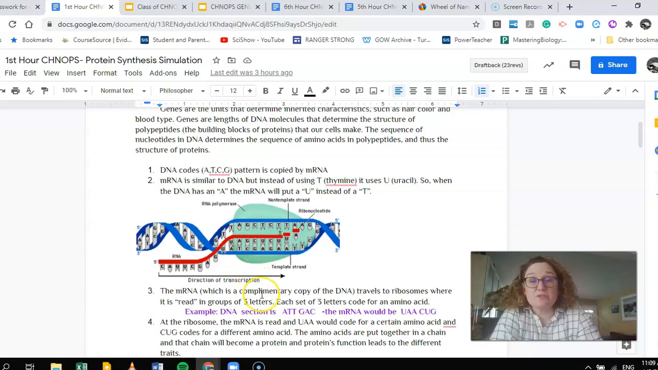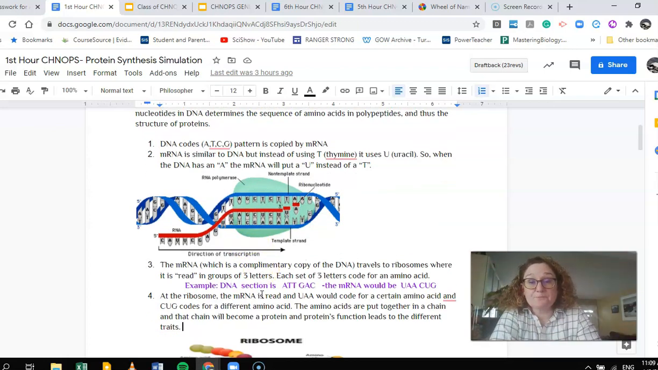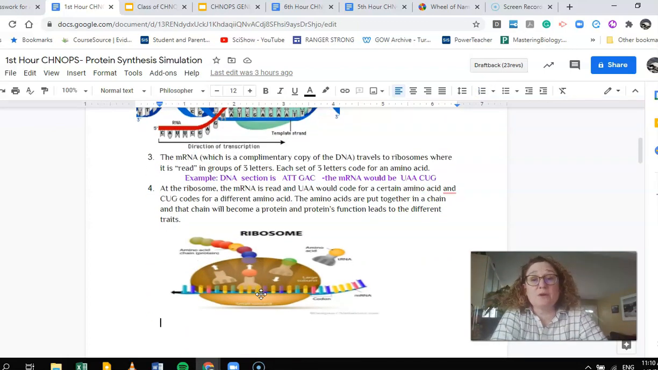So the mRNA, which is complementary to the DNA, goes out, and it's actually read in groups of 3. So these groups of 3 are what are referred to as a codon, and they actually code for an amino acid. And amino acids then are used to make up proteins. This is what we're going to look at on Thursday and Friday in more detail. So don't worry about that too much yet.